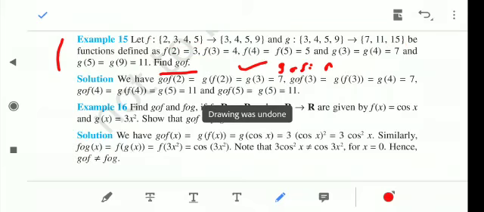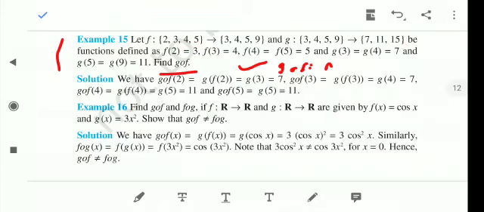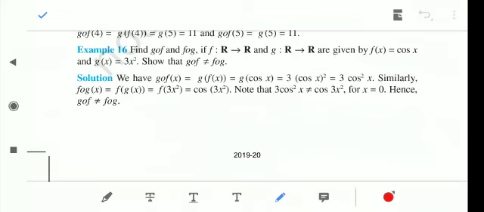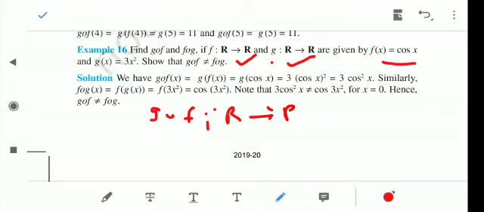let us look at another question, example number 16. There is a function f from R to R, there is a function g from R to R, and f(x) is cos x and g(x) equals 3x square. Prove that gof is not equal to fog. Let us look at gof. So its domain will be the domain of f. What is the domain of f here? It is R. What is the codomain of g? Here it is R. So gof is defined from R to R.